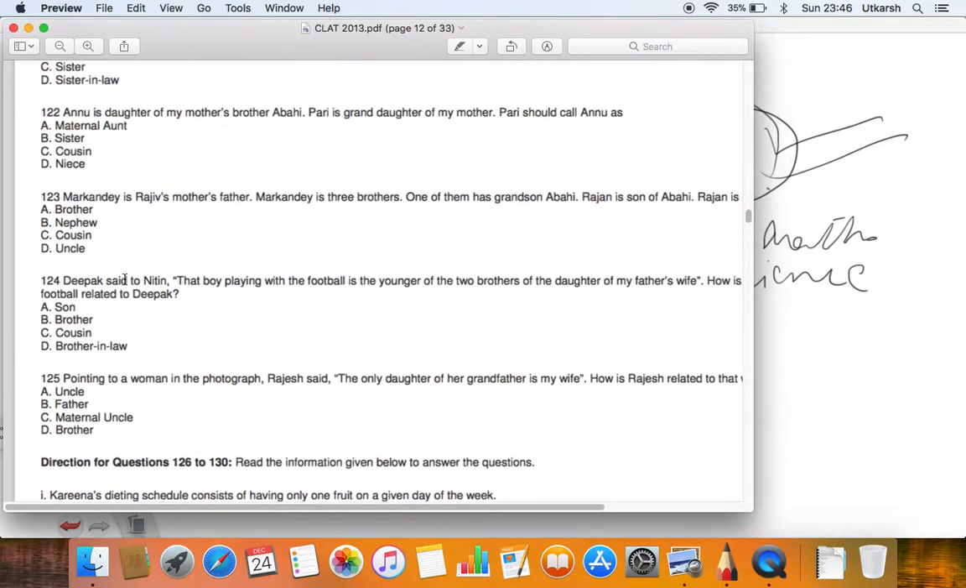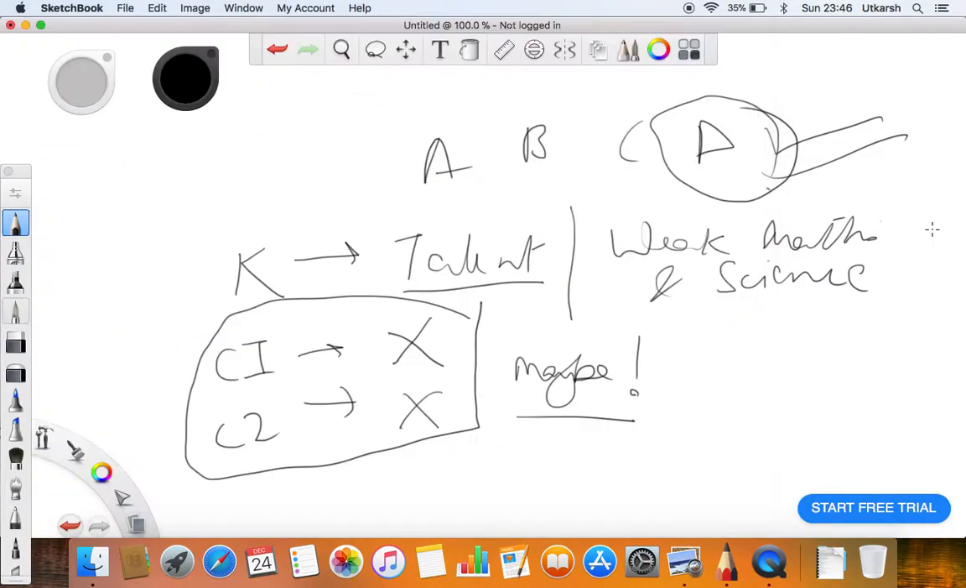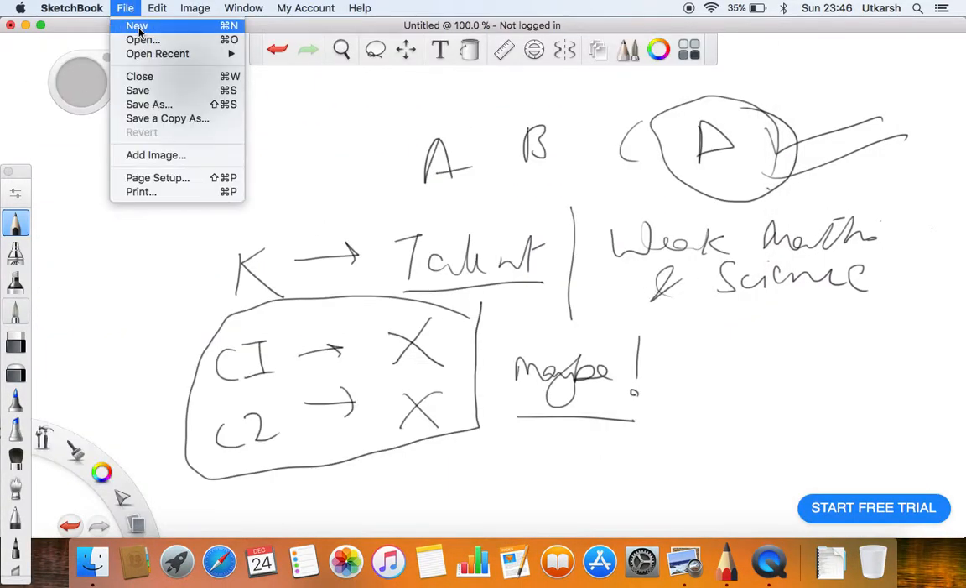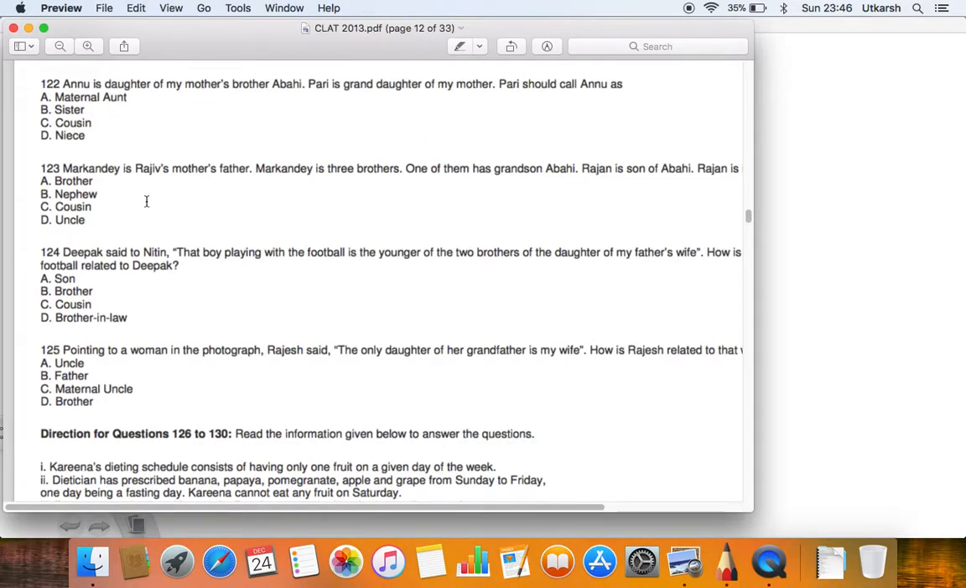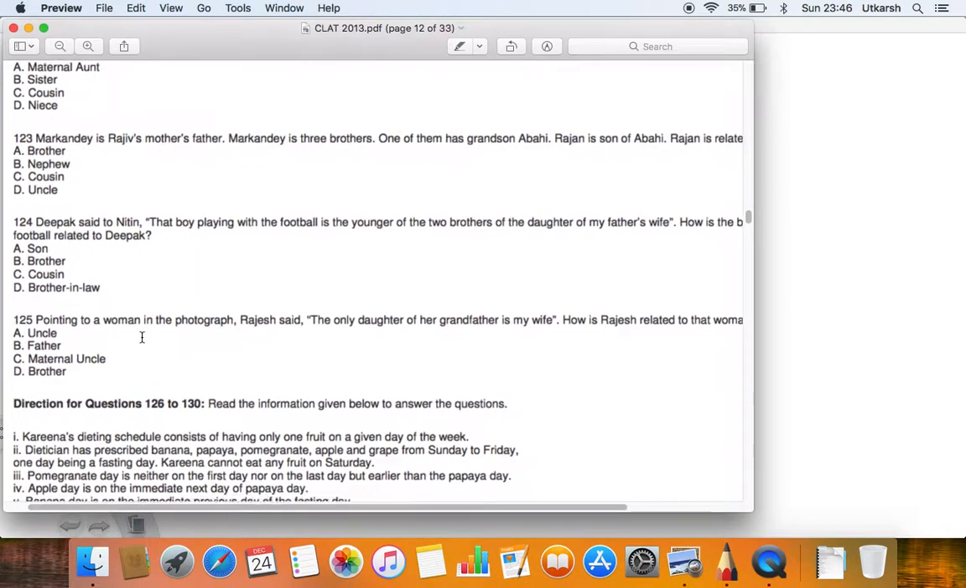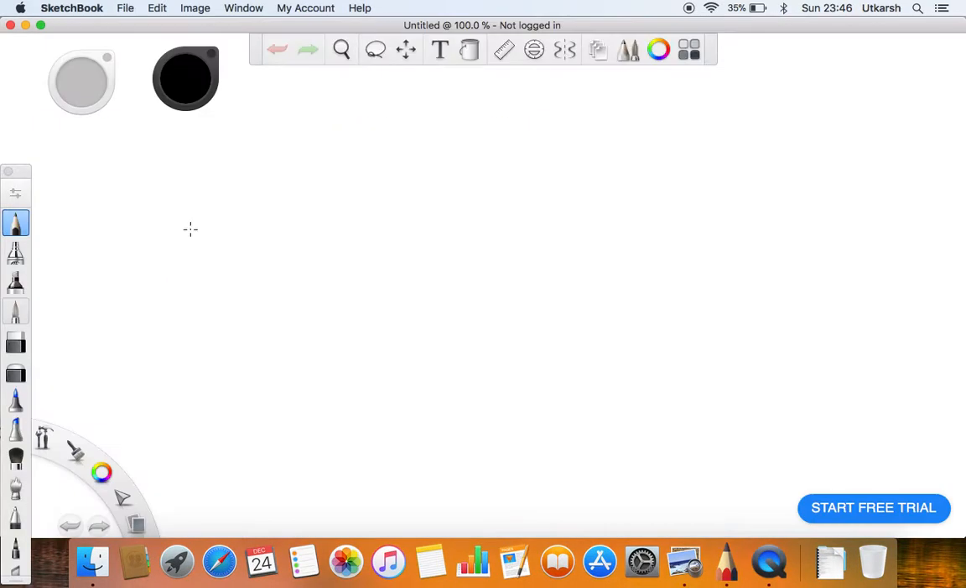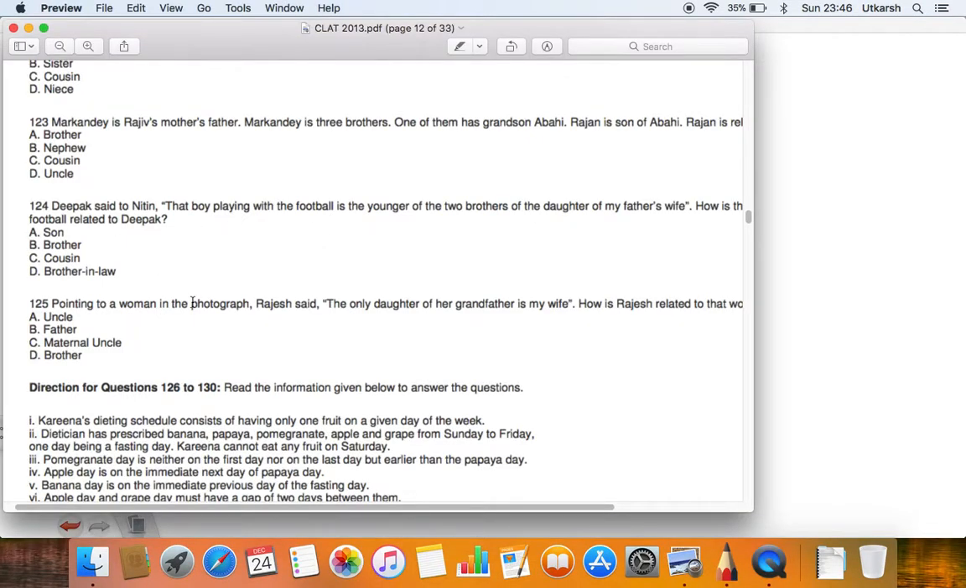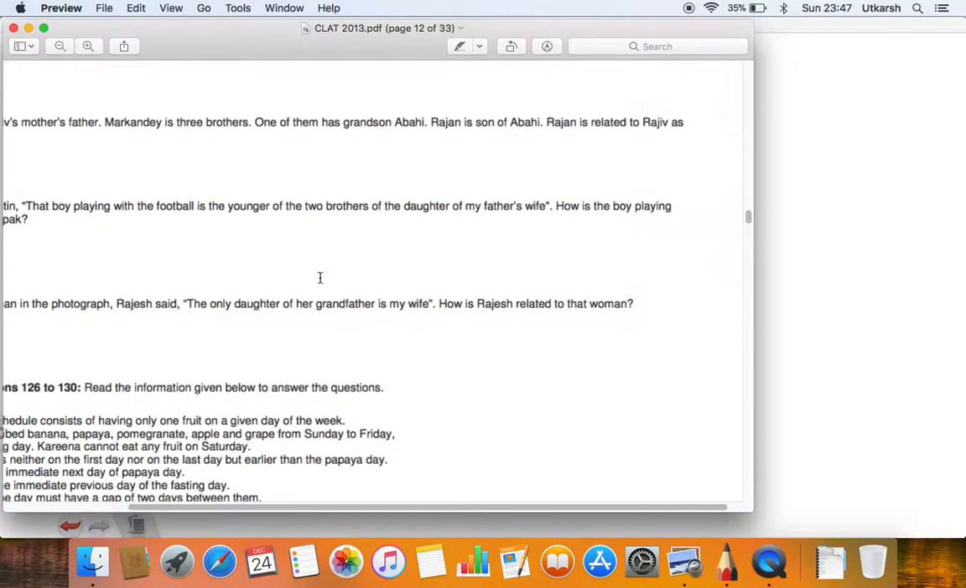Alright, should we do one last makeup question? Yeah, let's do one last makeup question. Question 125. Pointing to a woman in the picture. So the person you're talking about is a woman.